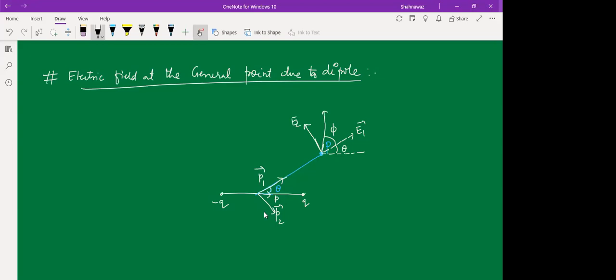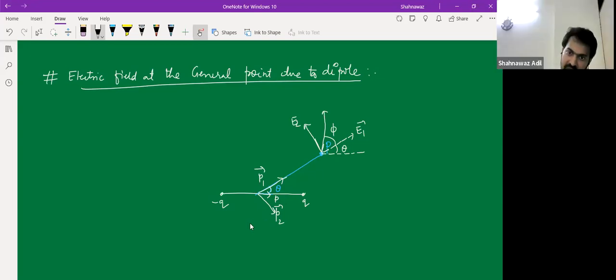Sir, what is E1? So let's say that at this point I have one electric field which is in this direction, and another electric field which is in this direction. Understood?